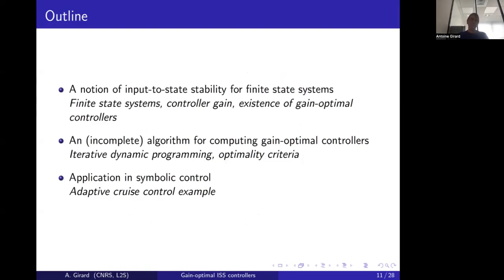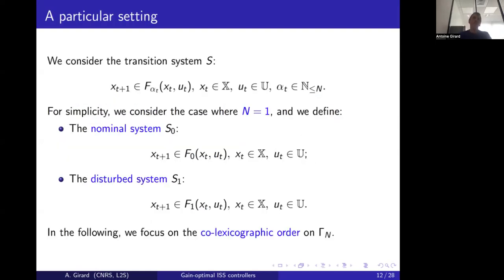Okay, so this is the first part of the presentation, and I presented the control problem that I'm interested in, right? So I have a finite state system. I have a notion of an order on gain function, and I want to synthesize the optimal controller for that particular order. So now I'm going to show how we can try to synthesize such optimal controllers.